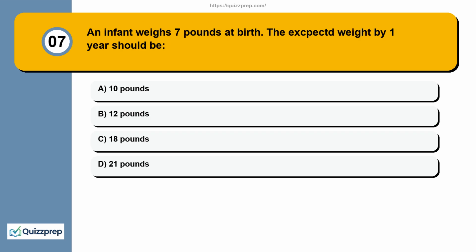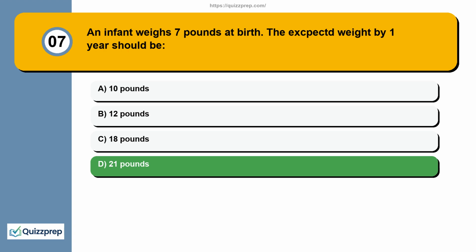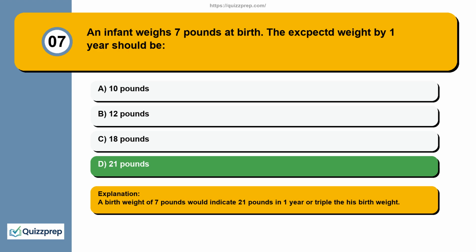Question 7. An infant weighs 7 pounds at birth. The expected weight by 1 year should be 10 pounds, 12 pounds, 18 pounds, 21 pounds. A birth weight of 7 pounds would indicate 21 pounds in 1 year, or triple his birth weight.